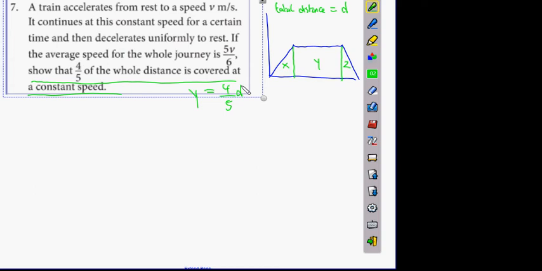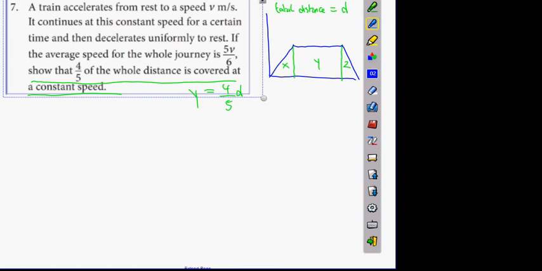Now, it gives us absolutely nothing. It only gives us that the velocity is v. But it gives us an unusual thing, like average speed. We've never really dealt with that before. But roll back to your junior cert. What is average speed? Distance over time. So I think we can use that.